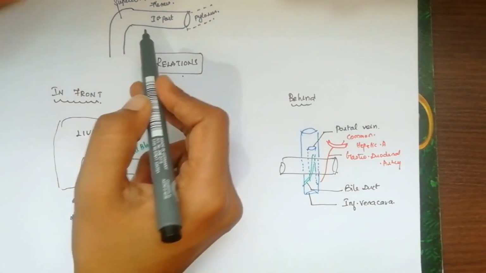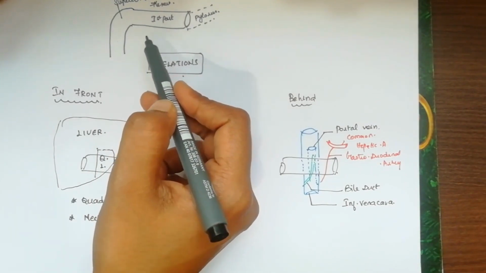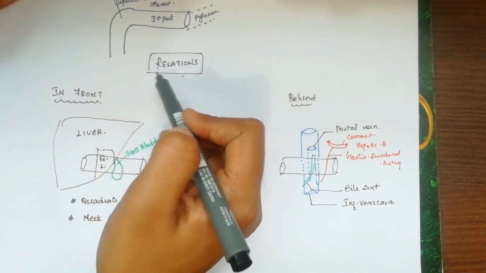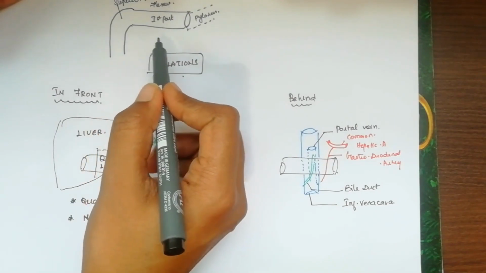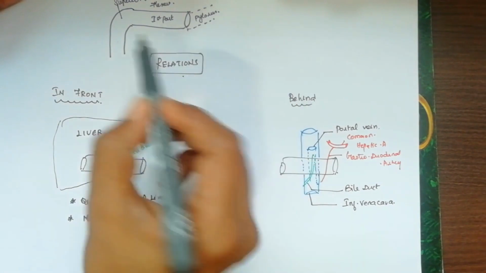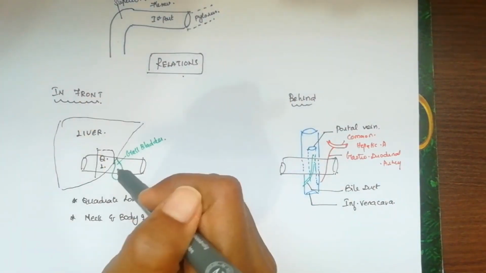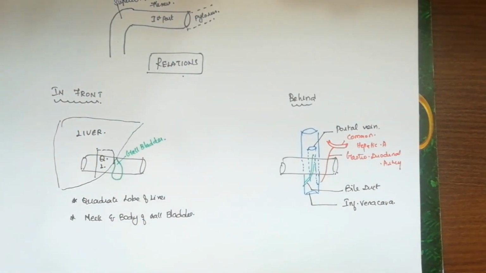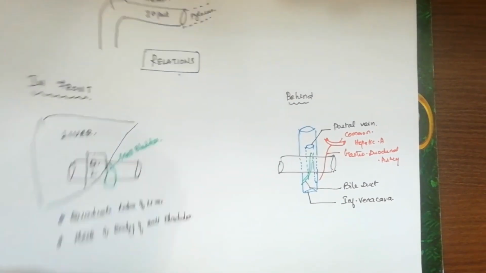So here, the inferior relation or below relation of the first part, we have got pancreas over here, and the head and neck of pancreas will be related just below the first part of duodenum. So these are all the details of the first part of duodenum. Now we will move on to the second part of duodenum.